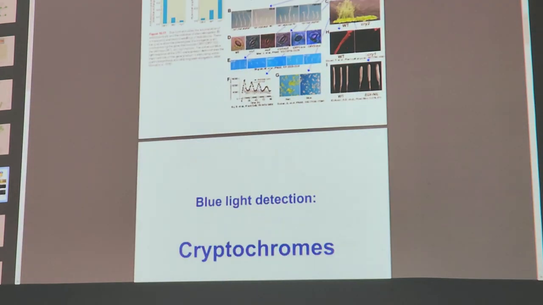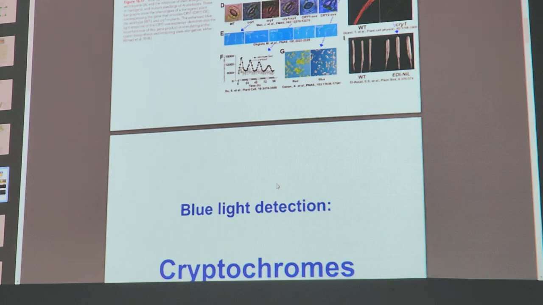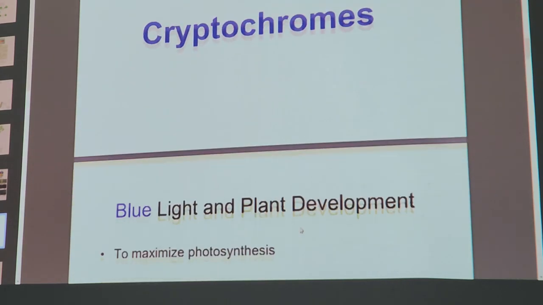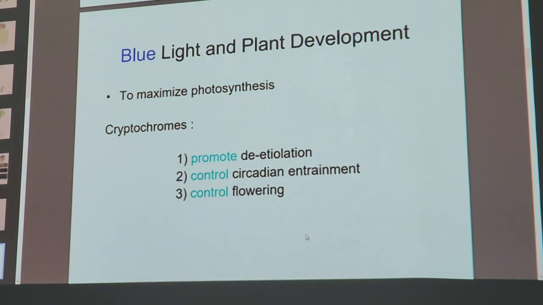Okay. So just to recap about cryptochrome, it detects the blue light. Why is it important? Of course, to maximize photosynthesis. If the stomata are not opening, how is CO2 going to get in? Without CO2, how is the Calvin cycle going to happen? So stomata are very important. That's why blue light is very important. It also promotes de-etiolation, controls circadian entrainment, and controls flowering.